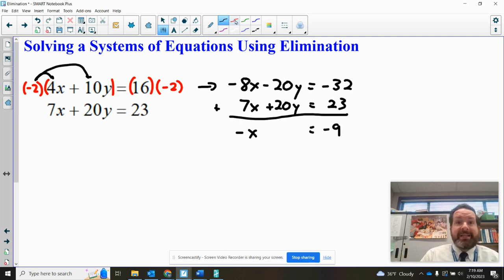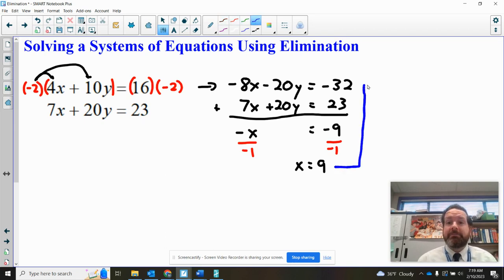We can now figure out what x is just by dividing by this -1, leaving us with positive regular x equals +9. That means we're halfway done. Our system has two variables, an x and a y. We've got the x. To get the y, well, my goodness, just take this number 9, and you can go back to either of the equations we started with, put this in for the x, solve for the y that remains. So let's do that.